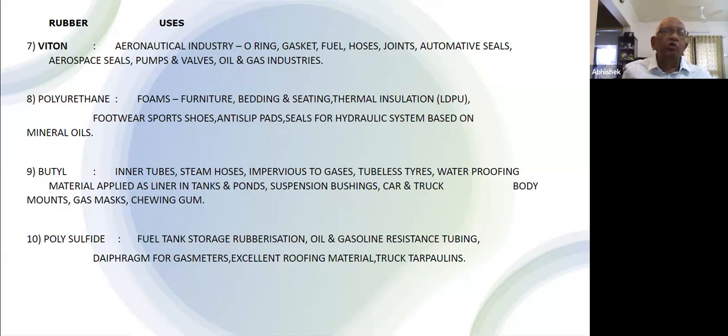Then the next one is polyurethane. Polyurethane is basically used for making foams. What you see in your fridge, the polyurethane foams are used. Even bedding, furniture or seating foams are made of polyurethane basically because of its excellent abrasion resistance. It has a very good insulating property, particularly the low density polyurethane, where the density is brought down to 0.4 by using some blowing agent or foaming agent, and therefore it is used as an insulating material.